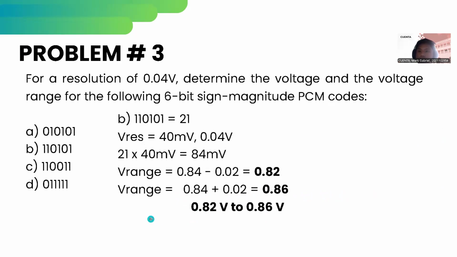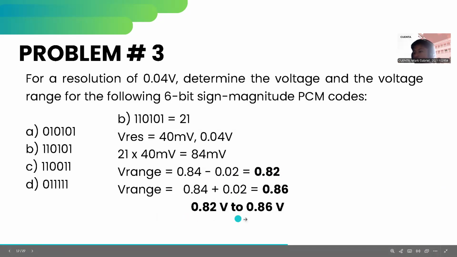Next is letter B, 110101 is equal to 21. So 21 times 40 millivolts is equal to 840 millivolts. So 84 millivolts or 0.84 minus 0.02 is equal to 0.82. Then 0.84 plus 0.02 is equal to 0.86, with the voltage range of 0.82 volts to 0.86 volts.